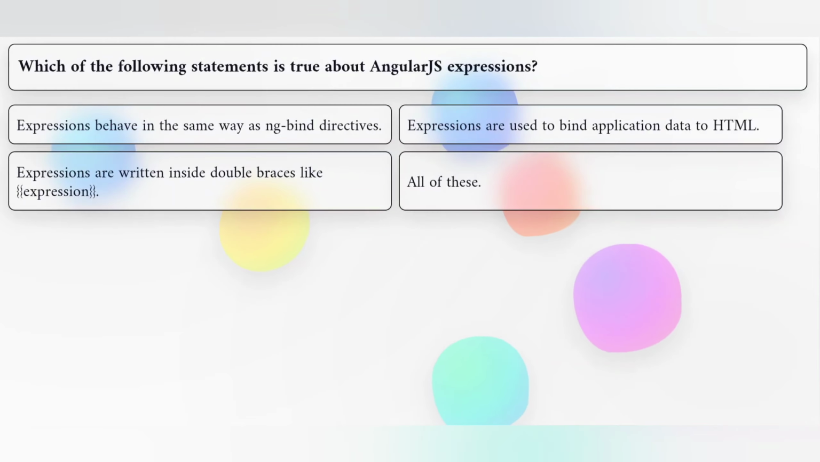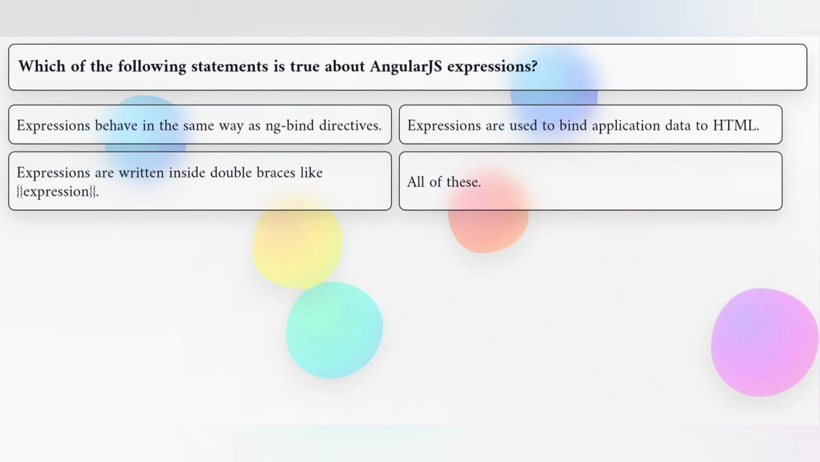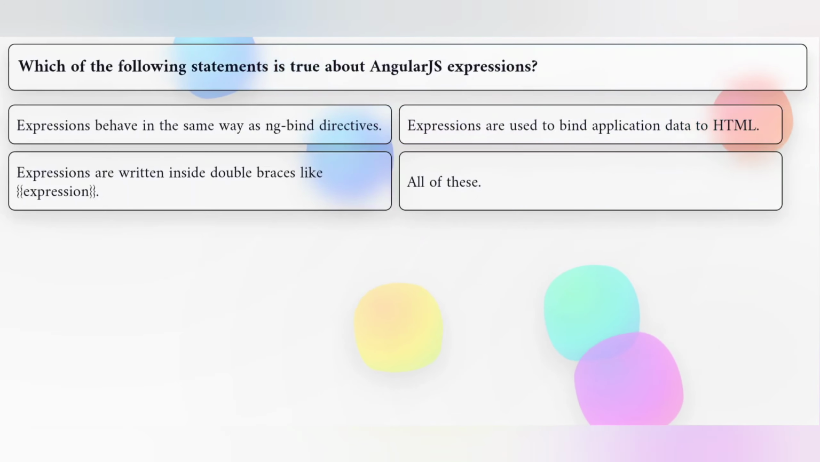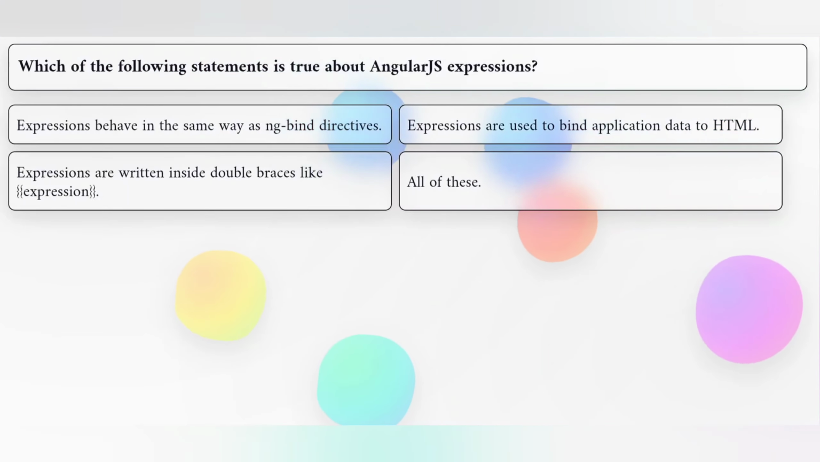Which of the following statements is true about AngularJS expressions? Expressions behave in the same way as ng-bind directives. Expressions are used to bind application data to HTML. Expressions are written inside double braces like {{ expression }}. All of these.